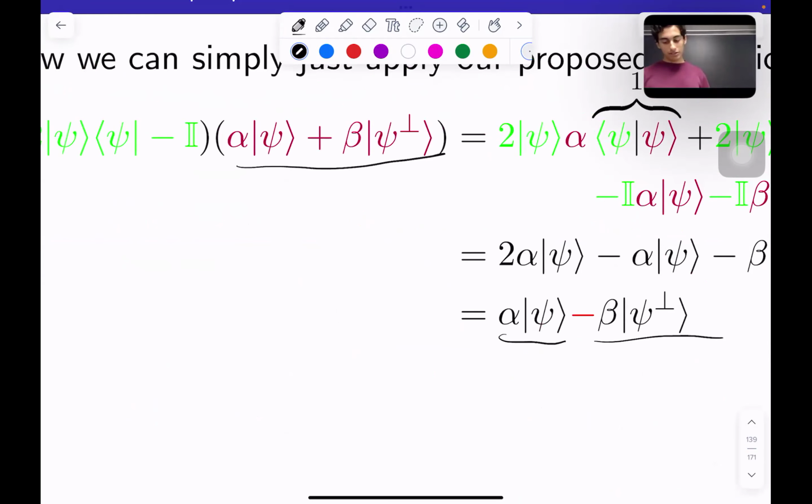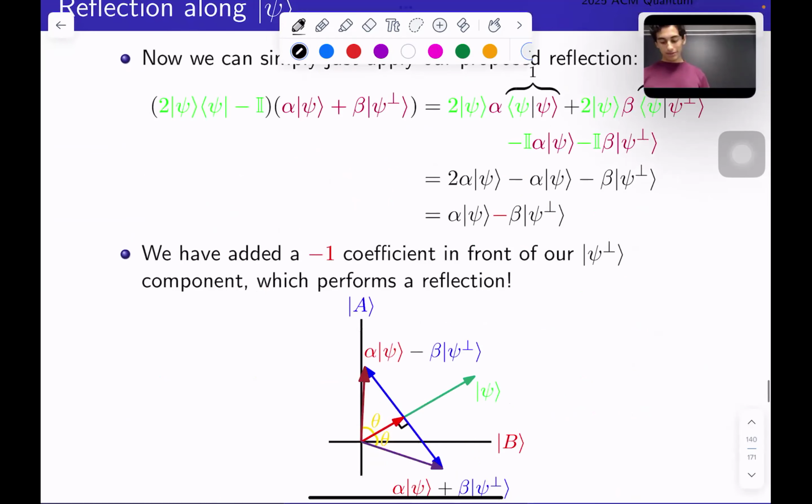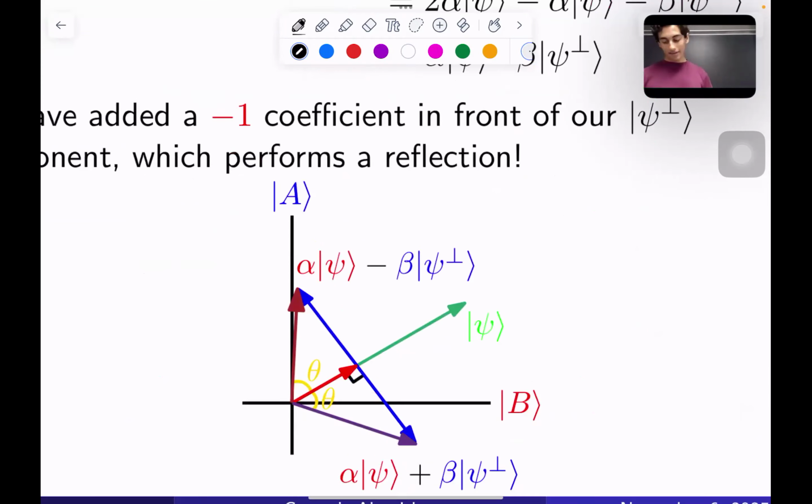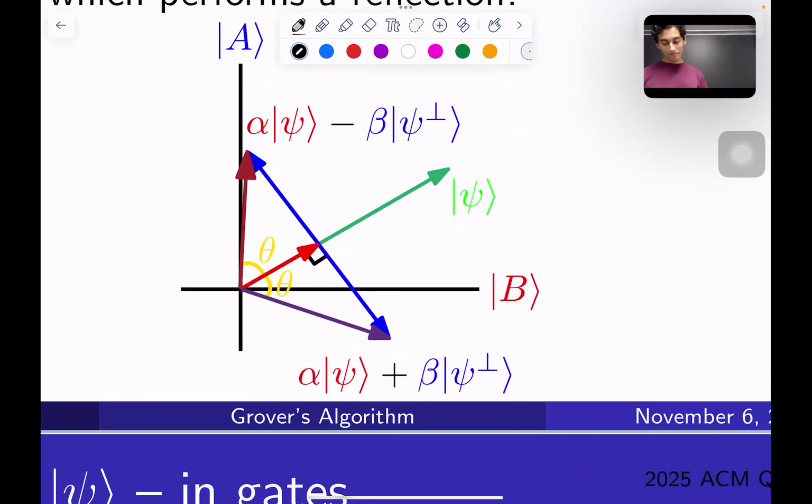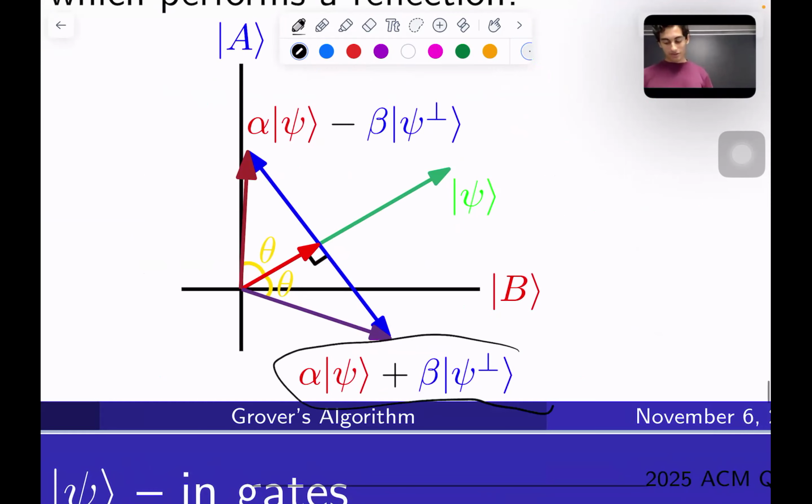Compare that to the original one. You've added a minus sign in front of the psi perp component, which means that's a reflection around psi. Here's the geometric picture. If you start with our original state, and then you do the same thing, you add a negative sign in front of B, you've now reflected it because this B component now goes the other way. And then the alpha component stays the same. So I went kind of fast through that, but does that make sense? Basically, we just showed what operator does a reflection around the psi axis.